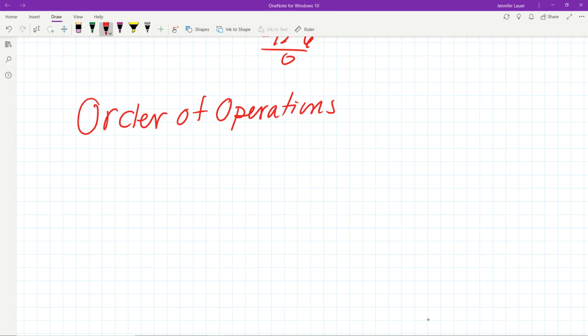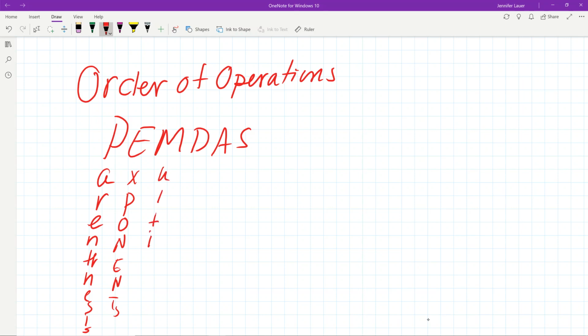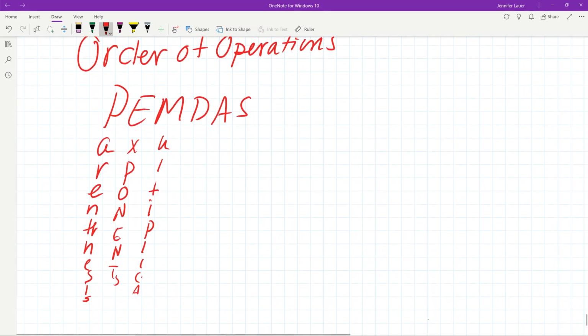So when you are dealing with order of operations, the whole thing is called PEMDAS. And what it stands for is parentheses first, then exponents, then multiplication and division are on the same level. So don't feel like you do one before the other. Usually you just go from left to right. Then you have addition and subtraction.